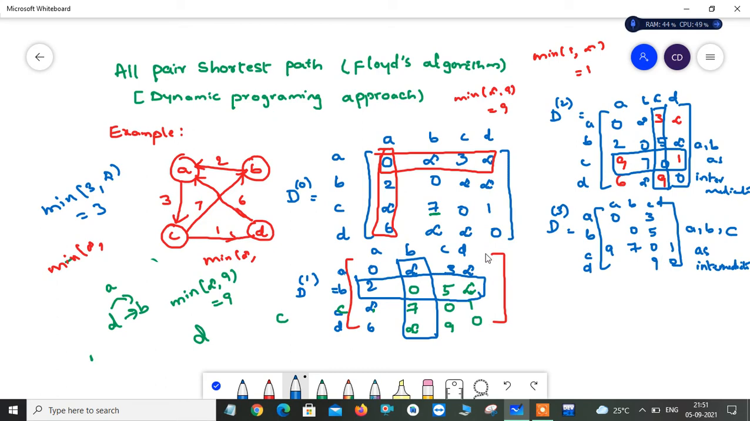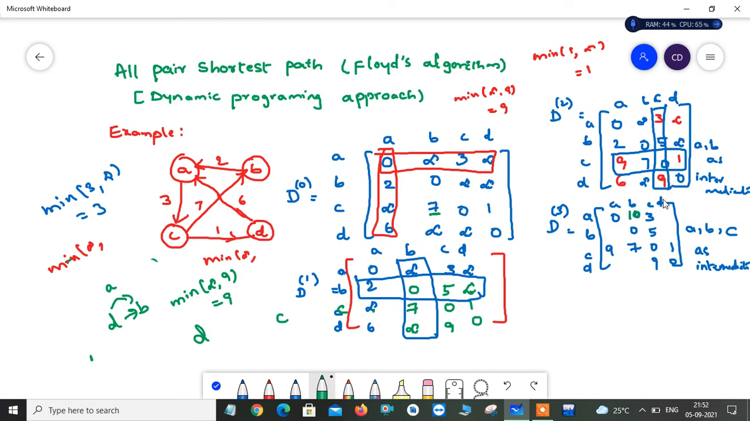Now we are trying to find the remaining reachability of vertices. From A to B, I am trying to reach with C as an intermediate. With A, B, C as intermediates, I can reach from A to B, because I have a path from A to C and from C to B. By making C an intermediate, I can reach from A to B with a weight of 3 plus 7, which is 10. Previously this value is infinite, so min of infinite and 10 is 10. Simply I can take this value as 10.